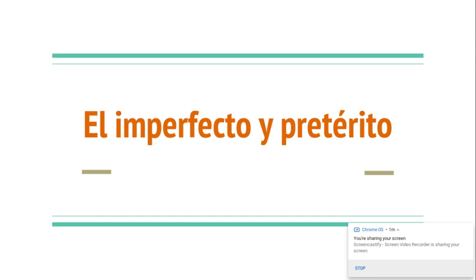So the preterite told us when an event started and took place, where the imperfect told us, okay, this used to go on in the past. Maybe we did it many times in the past, but we couldn't necessarily say when it started and when it ended. So this PowerPoint today is going to help you distinguish between the preterite and the imperfect.